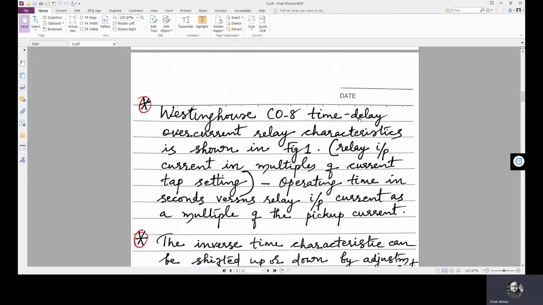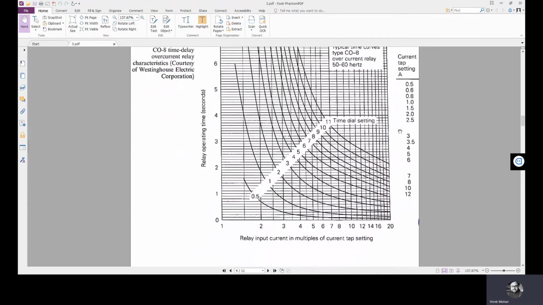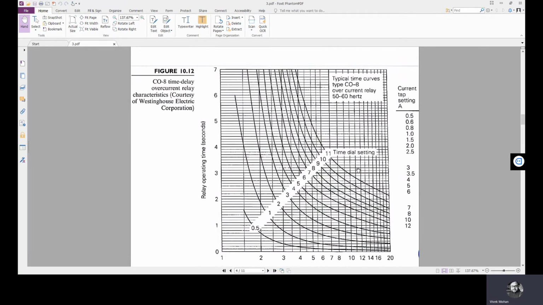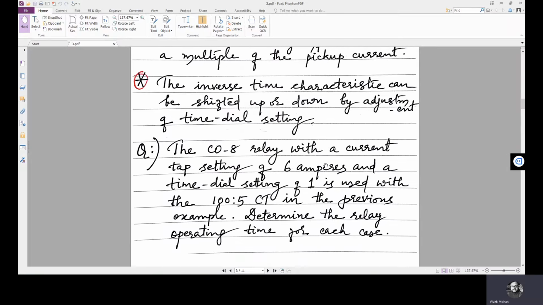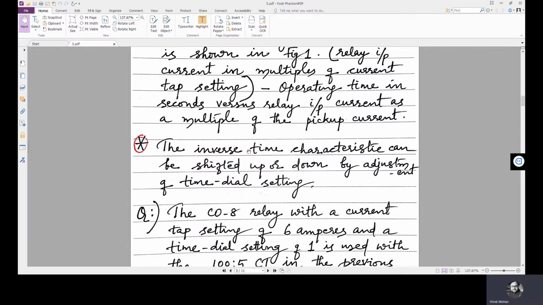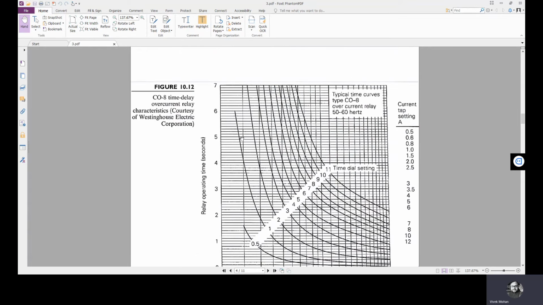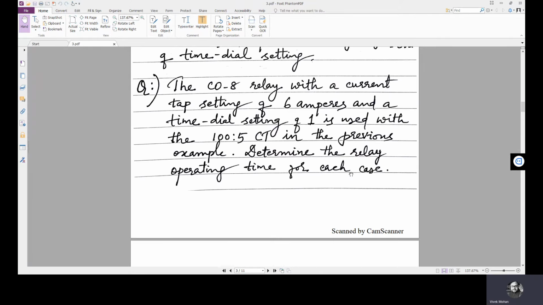The Westinghouse CO8 time delay overcurrent relay characteristics are shown here. This is taken from the book Power System Analysis and Design by Duncan Glover, Sarma and Overbye. You can go through it. The inverse time characteristics can be shifted up or down by adjustment of the time dial settings. By adjustment of time dial settings, the characteristics can be moved up or down.